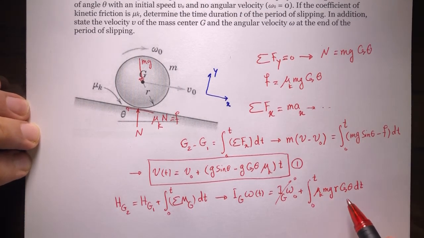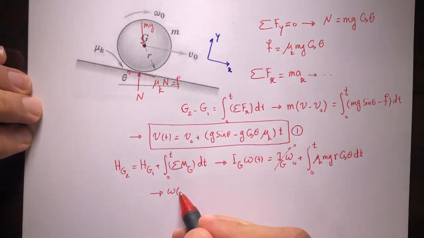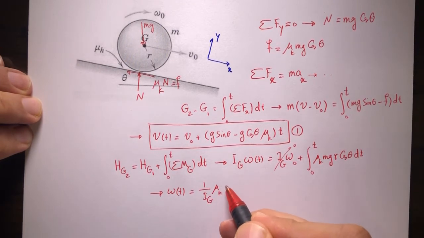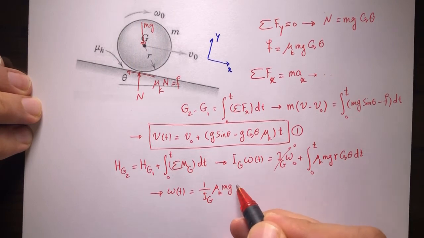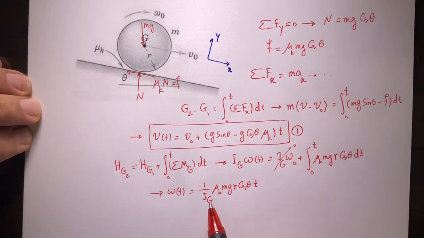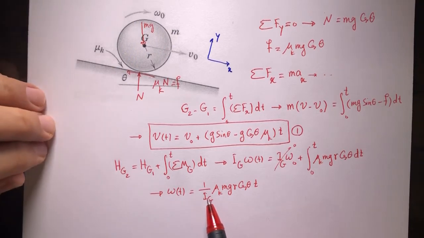Again, this is a constant number. The integral of it is going to be all of these times t. So omega of the sphere at any time t is going to be 1 divided by Ig times mu k mg r cosine of theta times t. And also for a sphere, Ig is 2/5 of mr squared. You can find that from the tables at the back of your book.